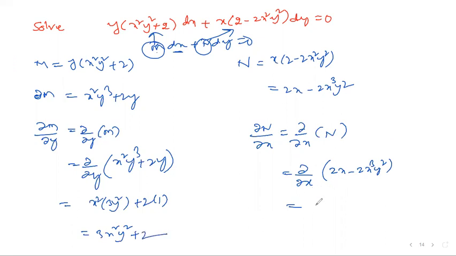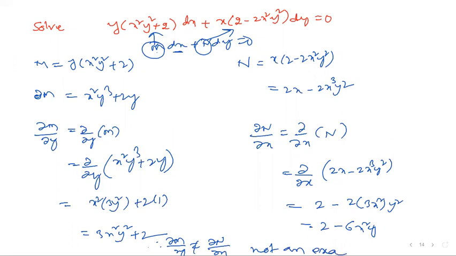∂/∂x of 2x is 2, minus 2 times the derivative of x³, which is 3x², into y². So we get 2 − 6x²y². Therefore ∂M/∂y is not equal to ∂N/∂x. The given differential equation is not an exact differential equation.